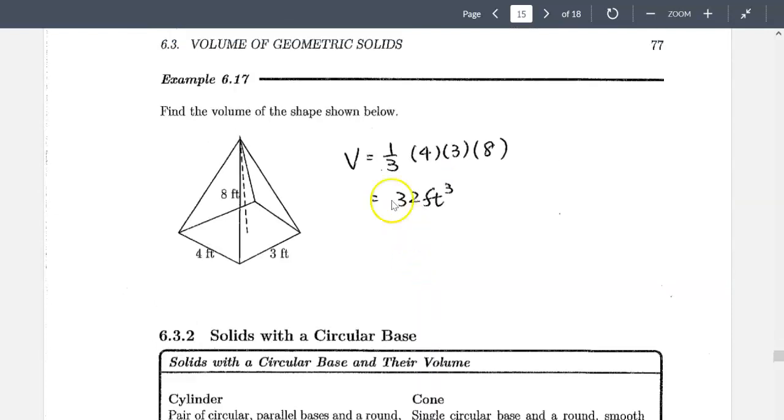Okay, and what's the volume of this pyramid? Using the formula, volume equals 1/3 times the base area, which is 4 times 3, and then times the height here, which is 8. So length times width times the height. When you multiply all that together, it's 32 feet cubed.